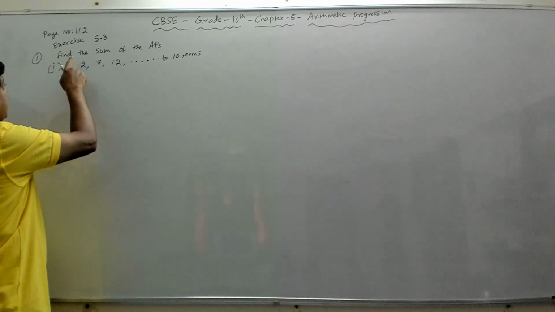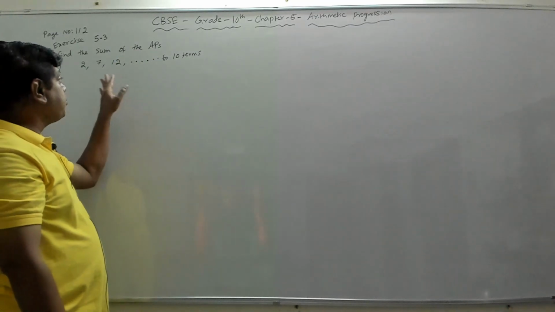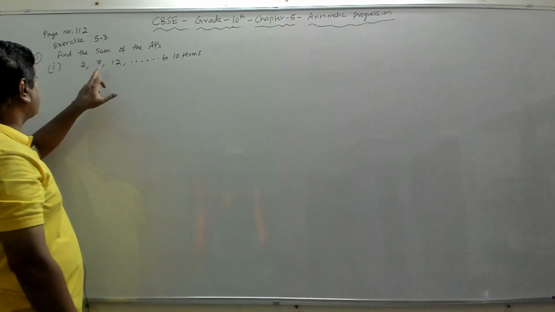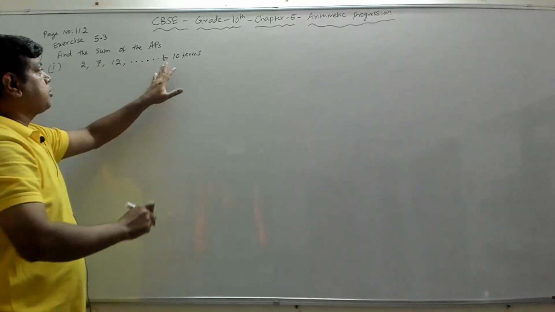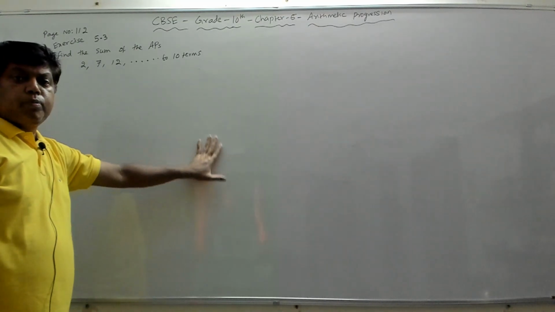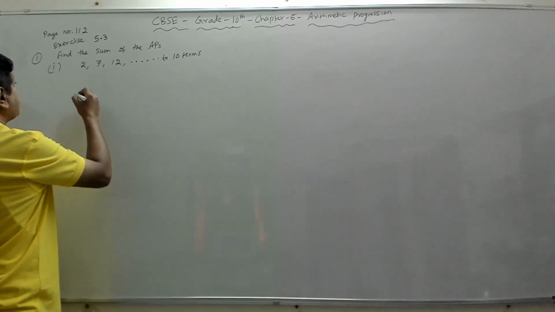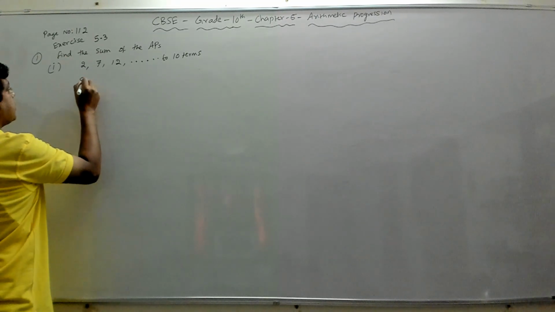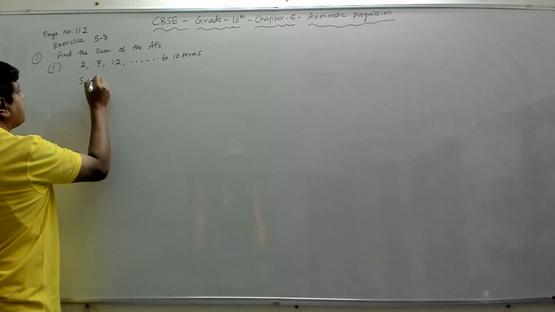So what we need to find is the sum of the AP, which is 2, 7, 12, etc., for 10 terms. So we have to find the sum of this arithmetic progression up to 10 terms, which means we should find S10. S10 denotes the sum of the first 10 terms. So we have to find S10.